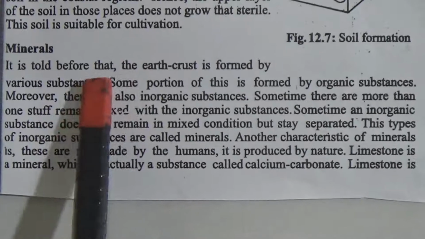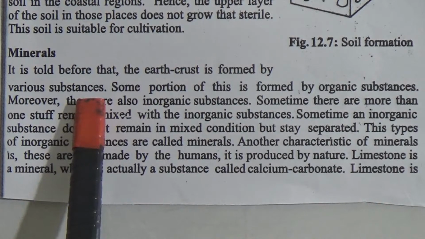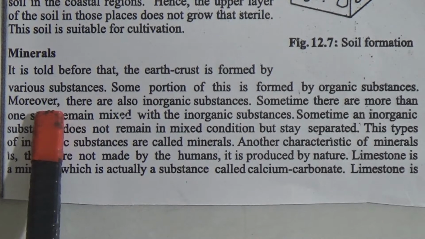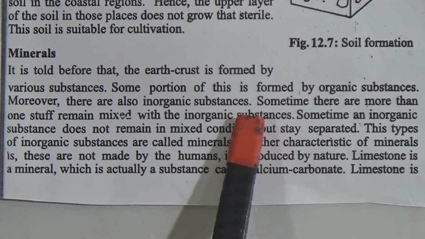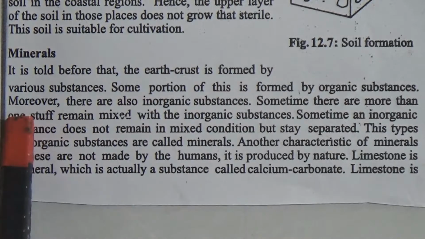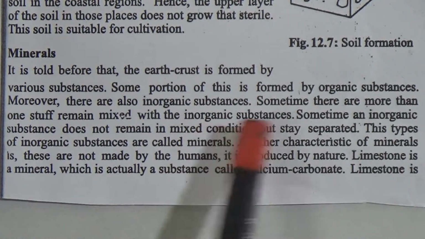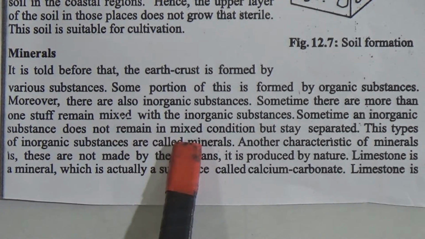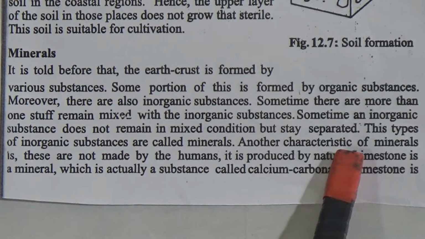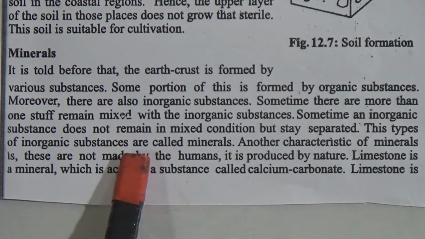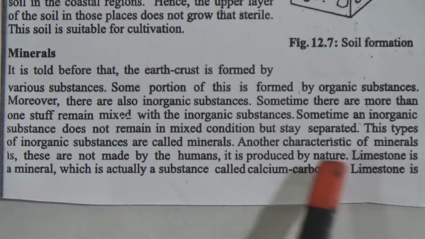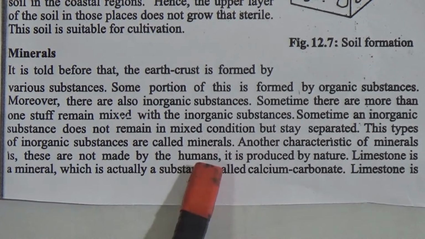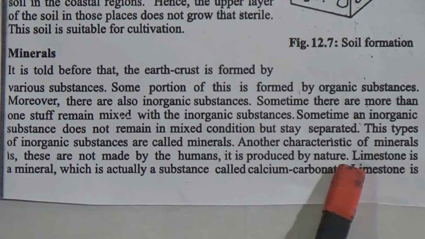Minerals. It was said before that the earth crust is formed by various substances. Some portion of it is formed by organic substances. Moreover, there are some inorganic substances. Sometimes more than one substance remains mixed with the inorganic substances. Sometimes an inorganic substance does not remain in a mixed condition but stays separated. This type of inorganic substance is called a mineral. Another characteristic of minerals is that they are not made by humans. They are produced by nature.